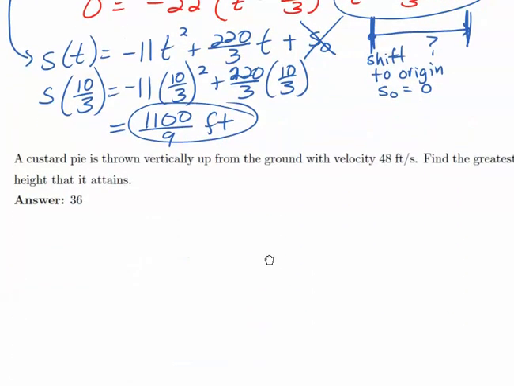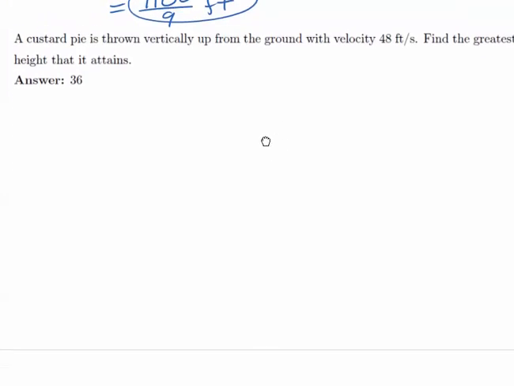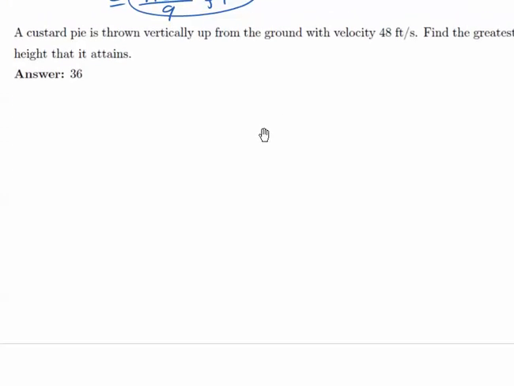All right, let's try another one. A custard pie is thrown vertically up from the ground. Well, that sounds kind of fun. It has an initial velocity. And what do we know? Again, it doesn't say we're anywhere else, so I think we have to assume that we're throwing the pie from ground level on the planet Earth.